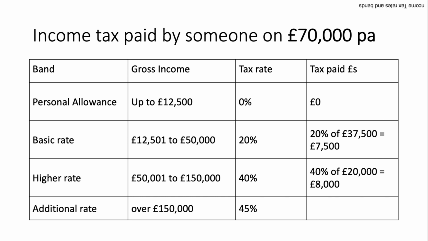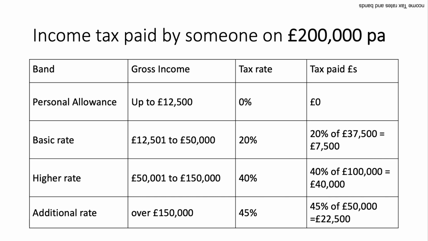What about somebody on double the income? Well, they would pay no tax on the first £12,500. They'd then use up the whole of that next bit, up to £50,000. So they pay 20% of £37,500, which, if my maths is correct, is £7,500. They've still got £20,000 of taxable income left, so they'd pay that at 40%, which is £8,000. In total, they'd pay £15,500.